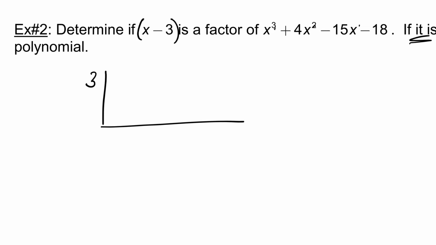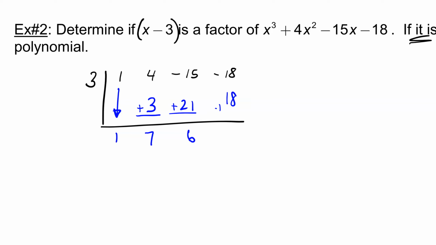3, 2, 1. Okay, so they're in order. I'm not missing any exponents. So I have 1, 4, negative 15, and negative 18. You pull the first one all the way down. If it's on the outside, you must multiply. So 1 times 3 is 3. Now, we have it on the inside. Inside, you must add to 7. Outside, multiply. 21. Inside, add 6. Outside, multiply. Inside, add.